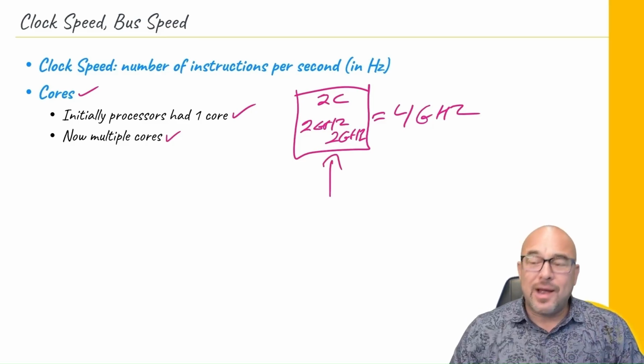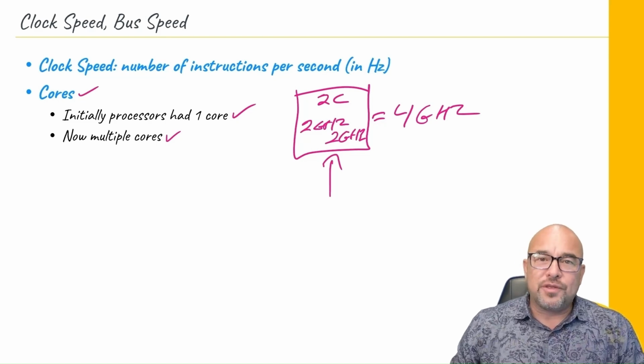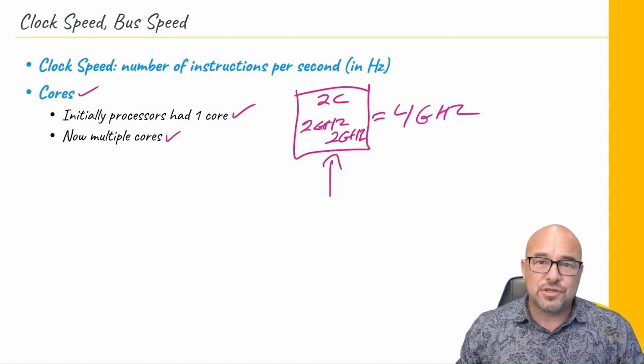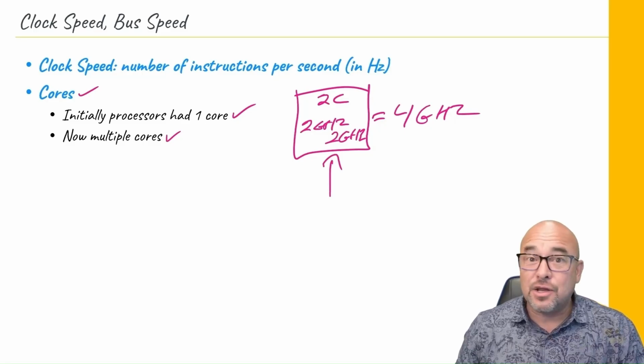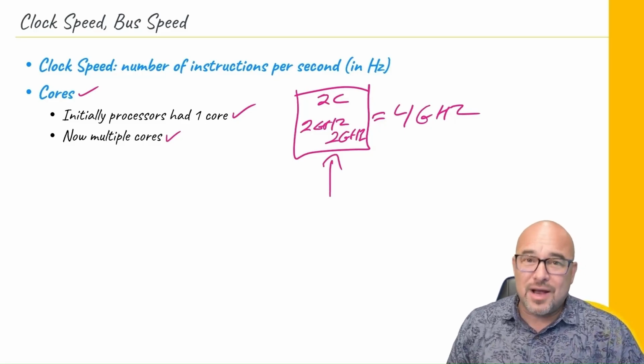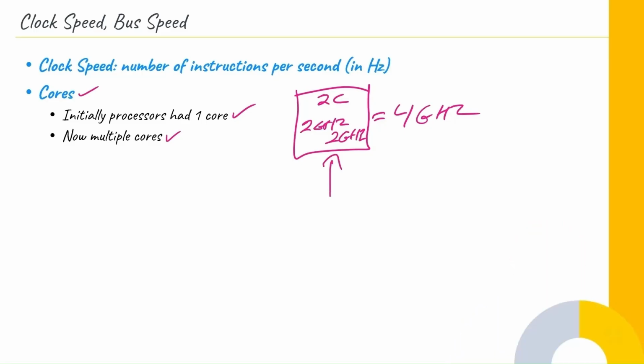FYI, a lot of servers will have motherboards with sockets for multiple processors, 2, 4, 8, 16, and you can really go up even into customized servers there, so it can get to be quite high. But for most consumer level electronics, you're going to have a single socket for a single processor, and the only way to make it faster is to make it multi-core.